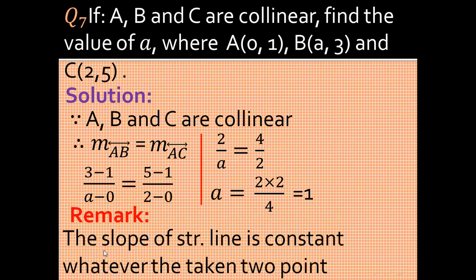Remark: the slope of the straight line is constant whenever we take any 2 points. A straight line contains an infinite number of points. If we find the slope by using any 2 points, it's going to be equivalent if we use another 2 points, because all of these points are located on the same straight line. So the slope is constant. It doesn't change.